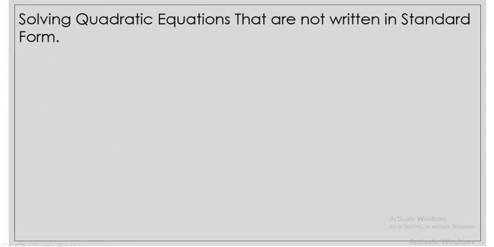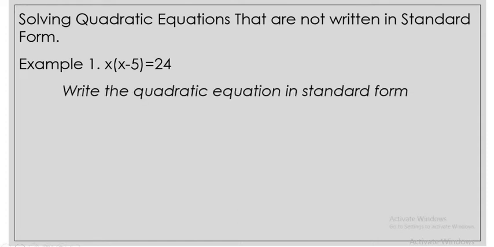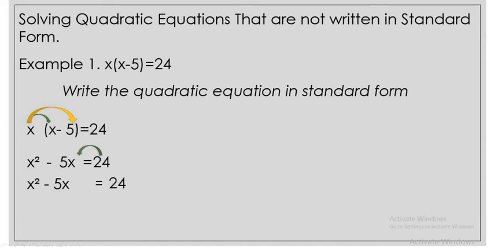Let us now discuss solving quadratic equations that are not written in standard form. So we have x, quantity x minus 5, is equal to 24. So write the quadratic equation in standard form since the equation is not written in standard form. So what is the method that we are going to use? Yes, that's correct, distribution method. So x times x is x squared minus x times 5 is 5x is equal to 24. Now we will use the additive inverse of the positive 24, so from positive 24 it will become negative 24. And don't forget to write 0.